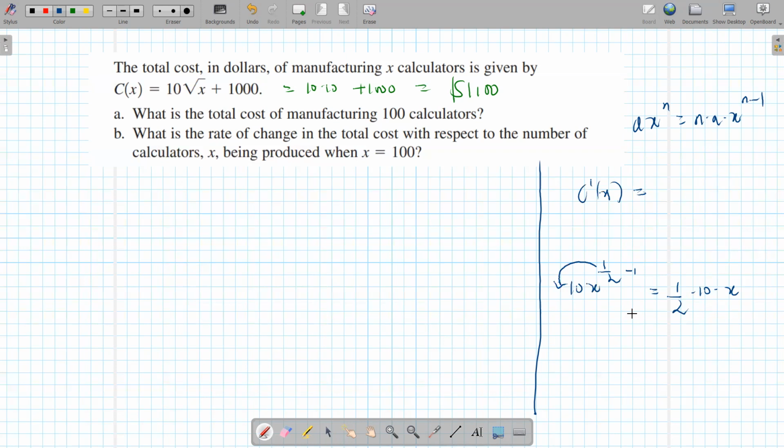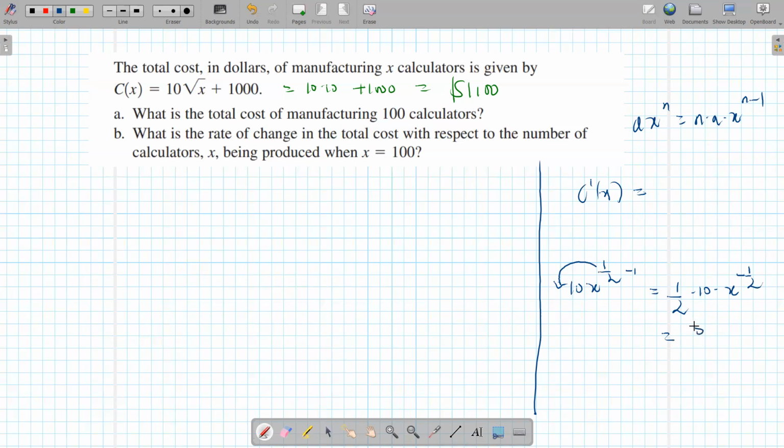Not negative 1.5, negative 0.5. 1/2 minus 1 is 1/2 minus 2/2, so it's negative 1/2. You can use a calculator if you want. Now let's simplify this. So 1/2 times 10. What's 1/2 times 10?